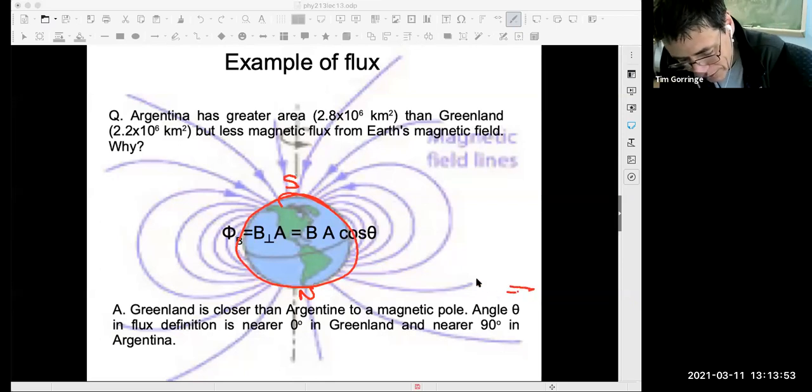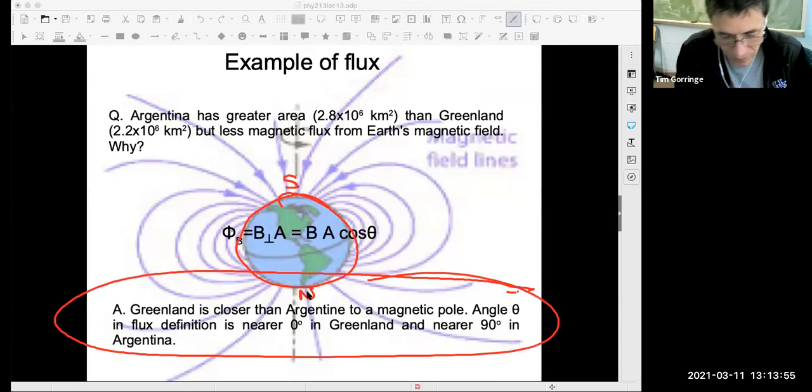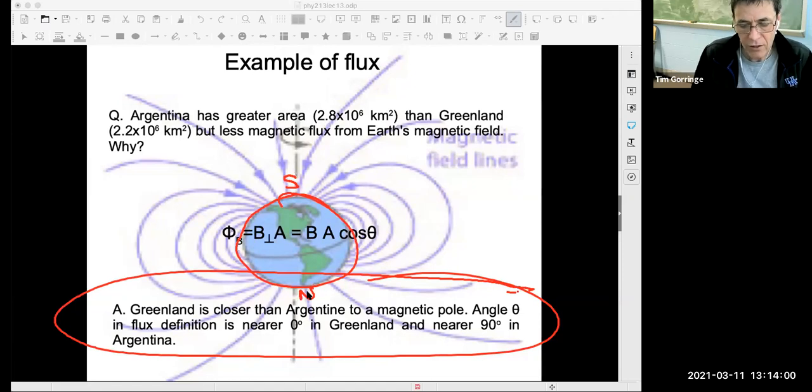Well, here's the reason. Greenland is closer to a magnetic pole. It's actually the South Pole. Then Argentina is closer to a magnetic pole. So I had said that the North and South poles were kind of reversed from the geographic North and South poles, but I'm just worrying about how close you are to a pole, whether it's a North or South pole.